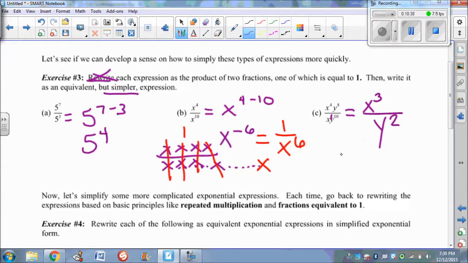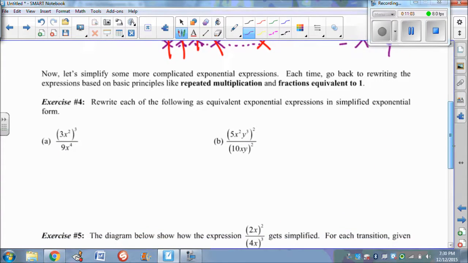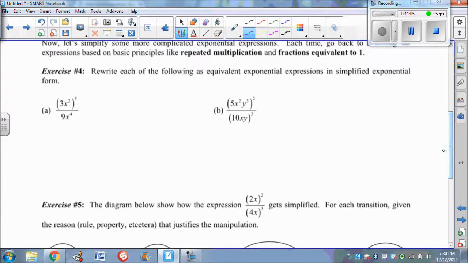Or this could be written as x to the third, y to the negative 2. Okay, these two expressions are equivalent. This one usually is preferred when you have all positive exponents. That's usually the preferred method to write your final answer, with all positive exponents, but they are equivalent. Okay, so let's take a look at this one.